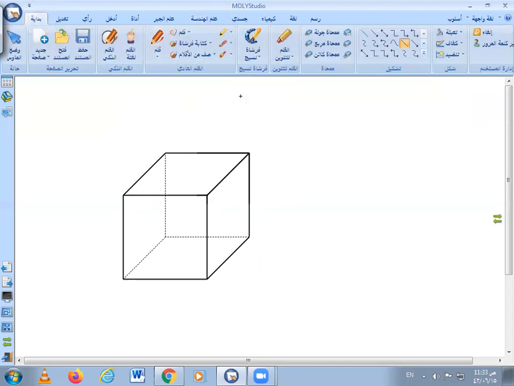This solid is called cube. The cube has 6 faces: 1, 2, 3, 4, 5, 6. Six faces. Each face is square.